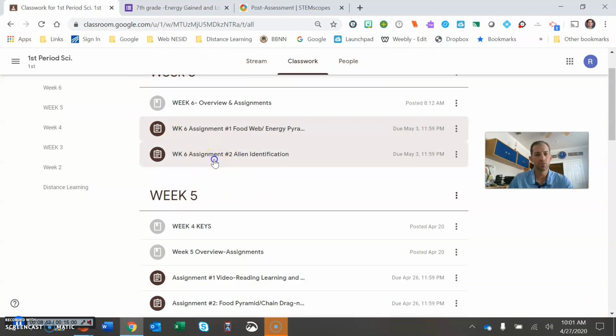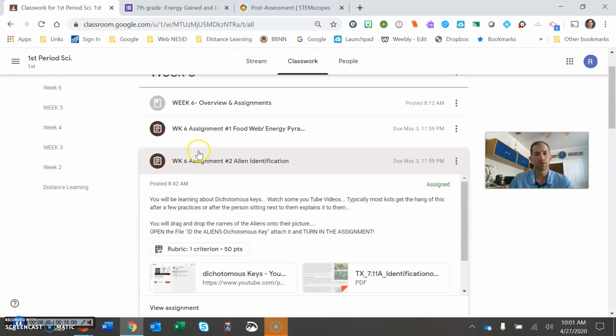Here we go, week 2. This is about dichotomous keys. Guys, dichotomous keys are pretty cool. They're a bunch of questions that you ask yourself about an animal or a living thing to try and identify it. You can do it with living stuff and non-living stuff.